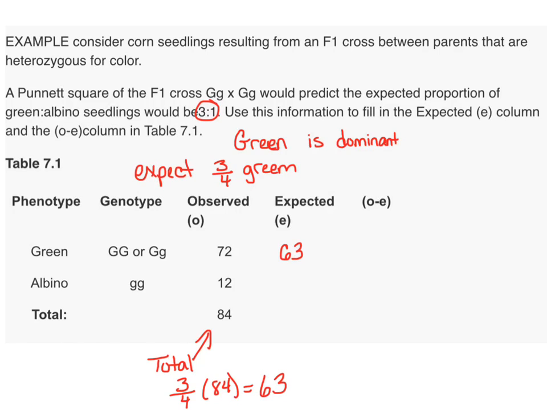I got 72. That's pretty close, right? But is it statistically close enough? Now, I'm going to do the same thing for my albino. 1 out of the 4 squares in the Punnett square would be little g. So that means that I'm going to expect 21, because 1/4 of 84 is going to be 21. Or you could just subtract from 84, right? Because it needs to equal 84. So I'm going to have 63 expected green and 21 expected albino. And I'm actually not going to fill in that OE column on this slide. I'm going to do it on the next slide. So that is how you do the expected number.